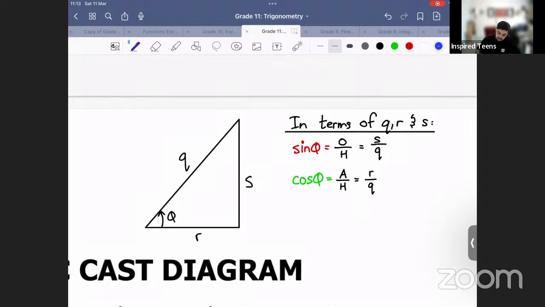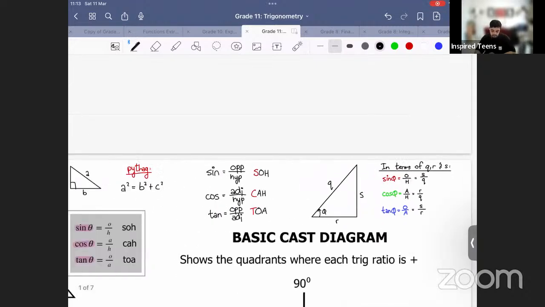What about tangent? Tangent theta. This is opposite over adjacent. So opposite over adjacent, S over R, very good. Okay, so now we understand our trigonometric ratios in a 90-degree triangle.